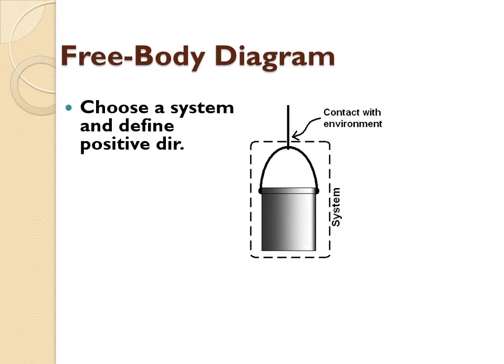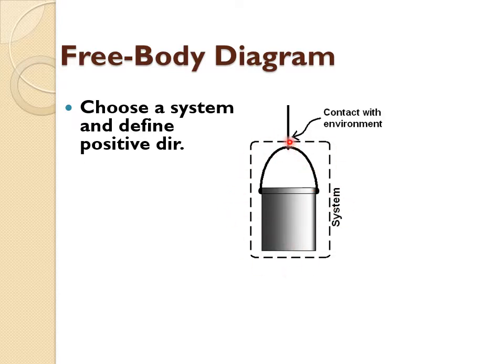Now we're going to look at how to create a free body diagram. First thing you have to do when you have something that has forces acting on it, you have to choose what your system is going to be. Now in this example right here, I've got this bucket. This bucket is going to be my system right here.